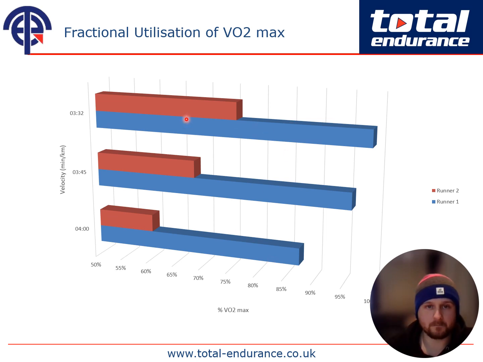But you don't see that by just looking at running economy. You see that by looking at how much of their max, the intensity at which they're working. And the thing that stands out with some of the VO2 max, from some of the testing data that we got, is that runner 1 and a couple of other runners probably aren't getting a true VO2 max.